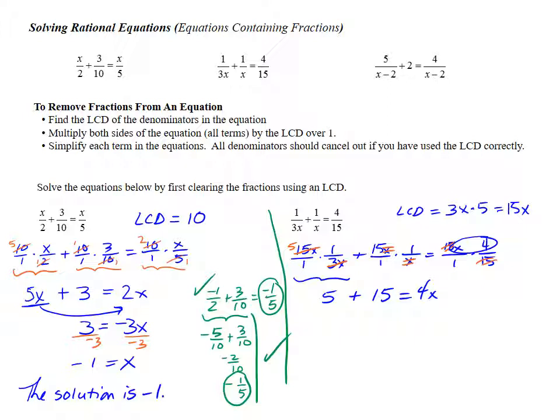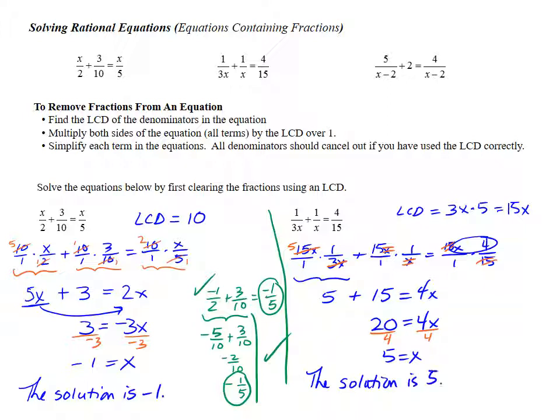Simplifying, 5 plus 15 is 20, equals 4x. And just divide out the 4 to get the x by itself. 20 divided by 4 is 5. So it looks like our solution is 5.